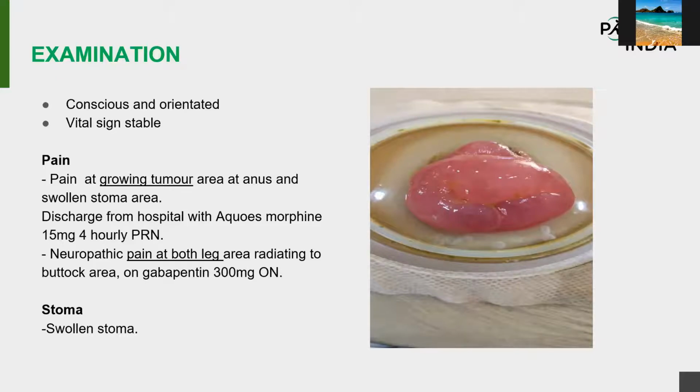After discharge from hospital, from the first time we saw this patient in February, the patient was discharged with aqueous morphine 15 mg four hourly PRN. But for the neuropathic pain at both legs radiating to the buttock area, the patient was put on gabapentin 300 mg at night. And the stomach is swollen.